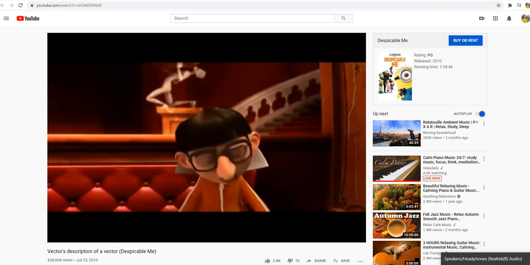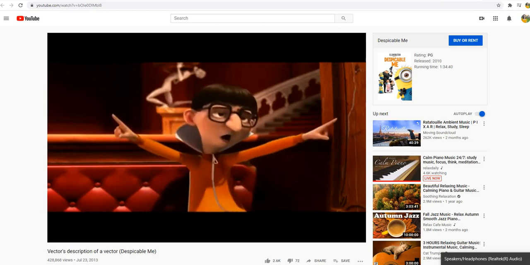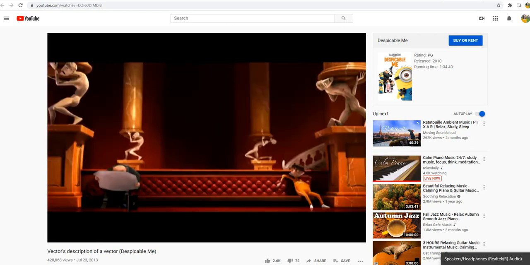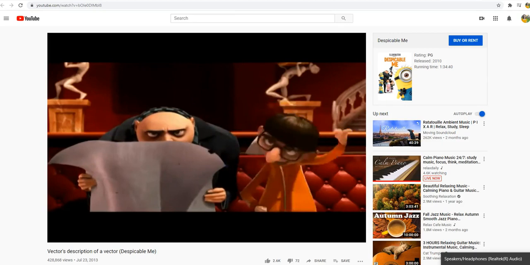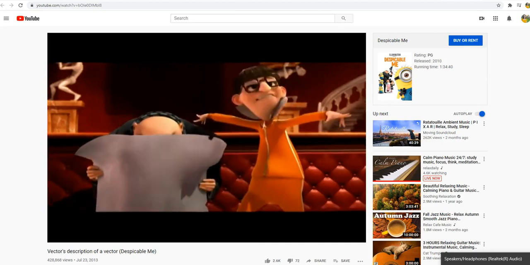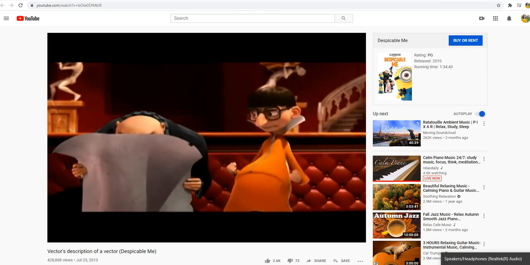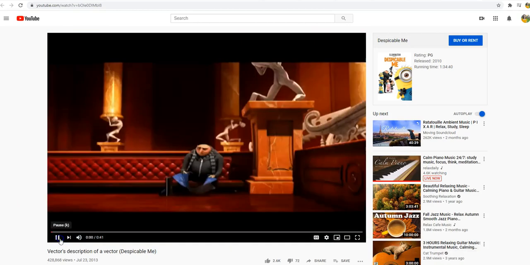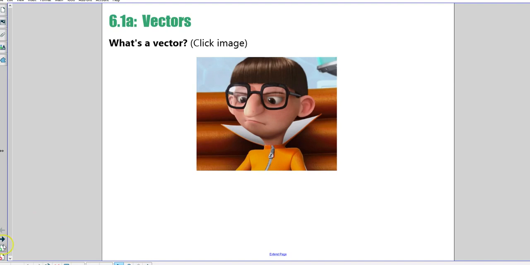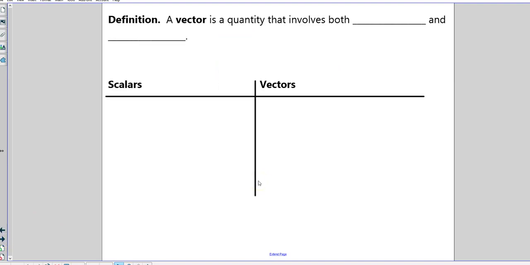It's a mathematical term, a quantity represented by R with both direction and magnitude. Okay, so that is what a vector is, something that has both direction and magnitude. So let's write that. A vector is a quantity that involves both what and what?